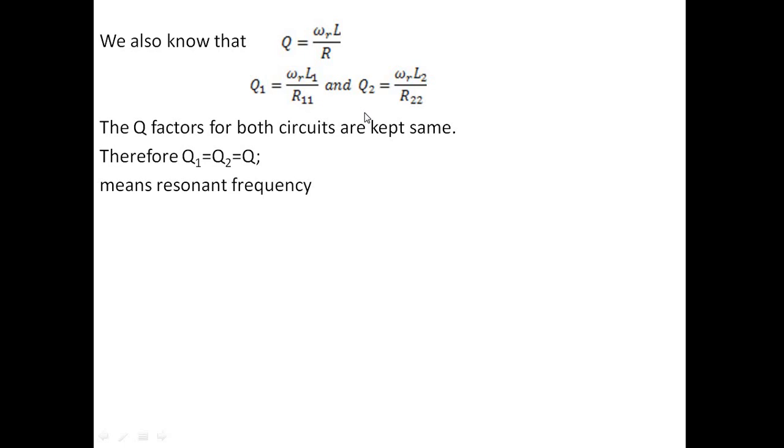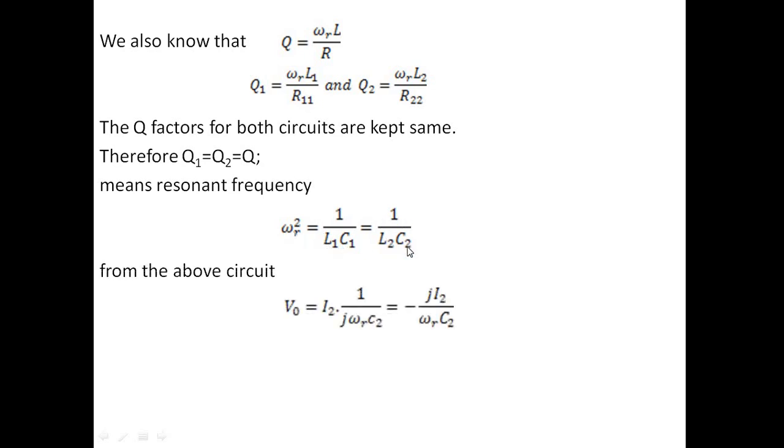Now let us keep both the circuits with the same quality factor, Q, which is equal to Q1 and also equal to Q2. This means we have the same resonant frequency. Let us write the resonant frequency. We will get omega squared equal to 1 by L1 C1, which is equal to 1 by L2 C2. We know the formula Fr is equal to 1 by 2 pi root LC. From that we can write omega R squared equal to 1 by L1 C1, which is also equal to 1 by L2 C2.